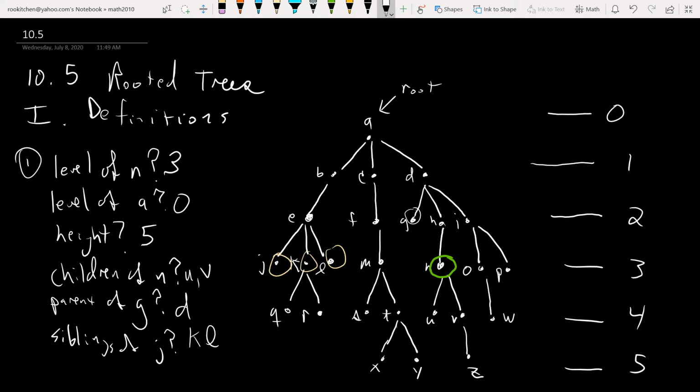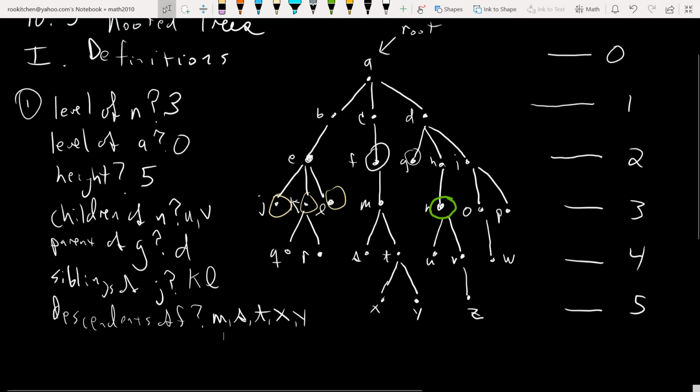Descendants of F. Okay, so this is like everybody that emanates from F, the children plus all of their children. Okay, so where is F? I'm going to find you right here. So we'll have M, S, T, X, and Y. Okay, so some definitions there.